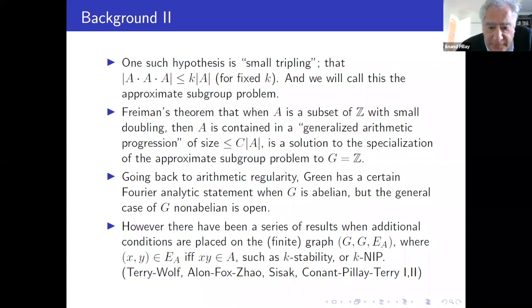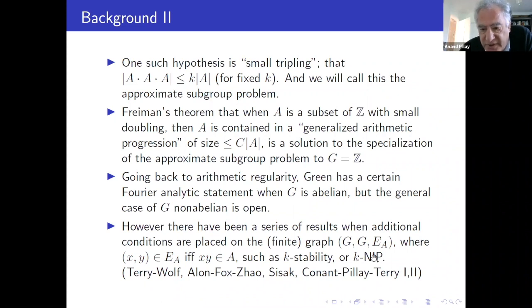However, there have been a series of results on the arithmetic regularity problem when you put additional conditions. It's now a finite graph, right? G, G, E_A. Remember E_A: I said X, Y, so these are two vertex sets, G and G, which happen to be the same, but we treat them as distinct vertex sets, and E_A is the edge relation that says X times Y is in A. So you put additional conditions on that bipartite graph. Additional conditions are things like what we call k-stability or k-NIP.